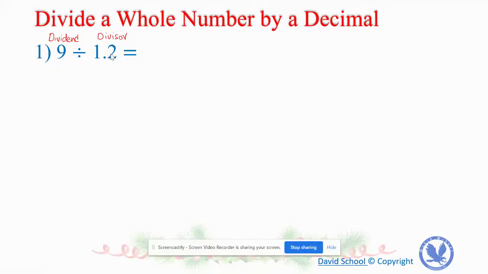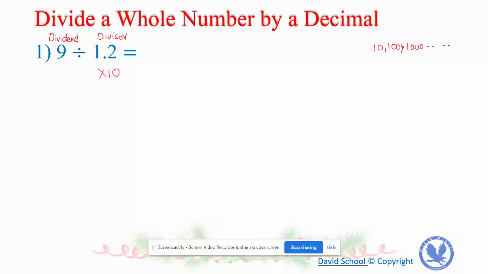For that, we multiply the divisor 1 and 2 tenths by a base 10 number. What are base 10 numbers? 10, 100, 1000, and so on. Here we should multiply 1 and 2 tenths by 10. Why? Because there is one digit after the decimal, right? That is why we multiply 1 and 2 tenths by 10.